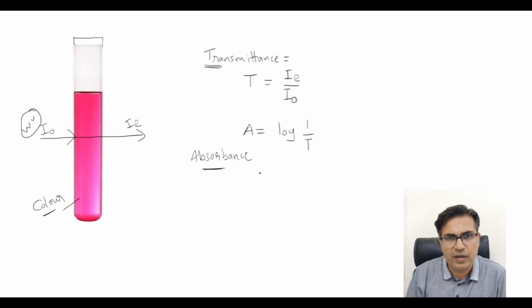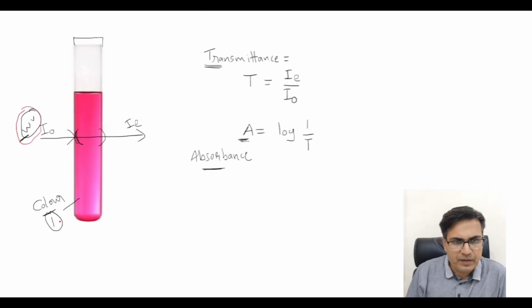So absorbance, whatever light is absorbed, depends on three things. Number one, color of the solution. Number two, pathway of light. This is the pathway of light. And third is the wavelength of light. Now for some time keep the wavelength aside. Number one, color of the solution, and number two, this pathway of light.